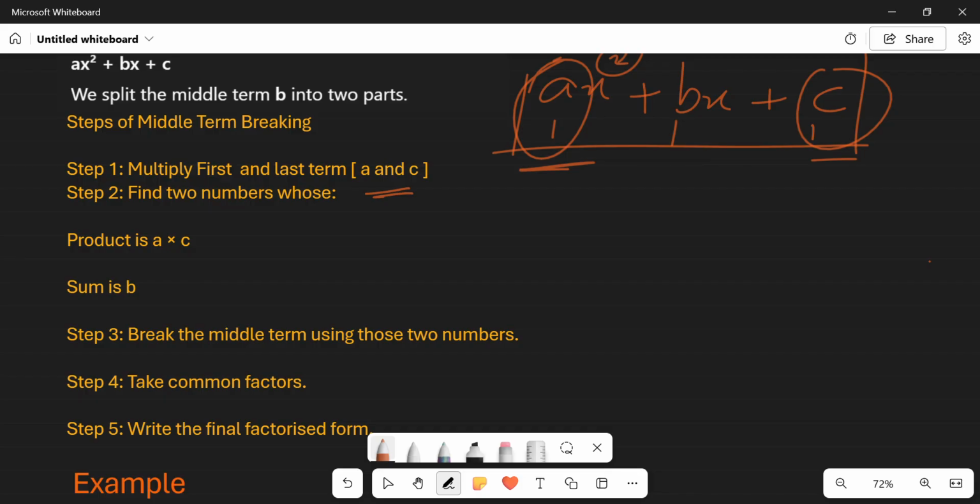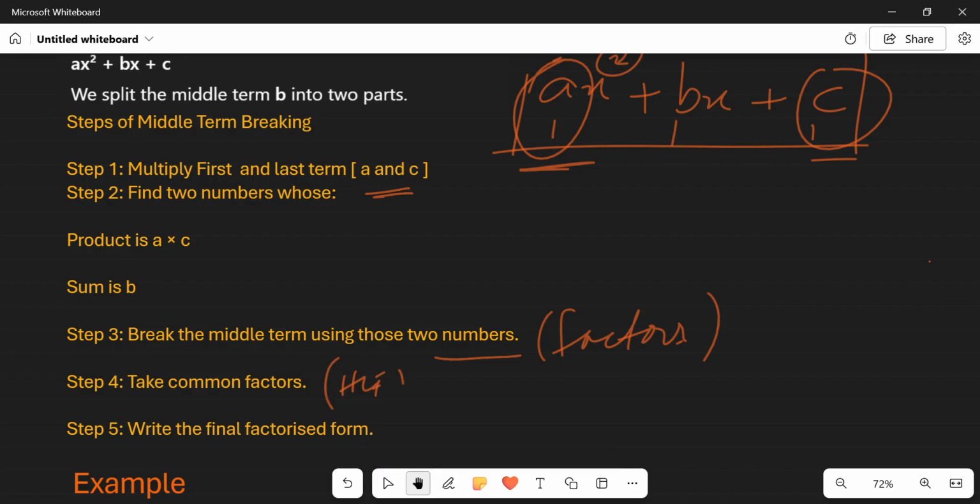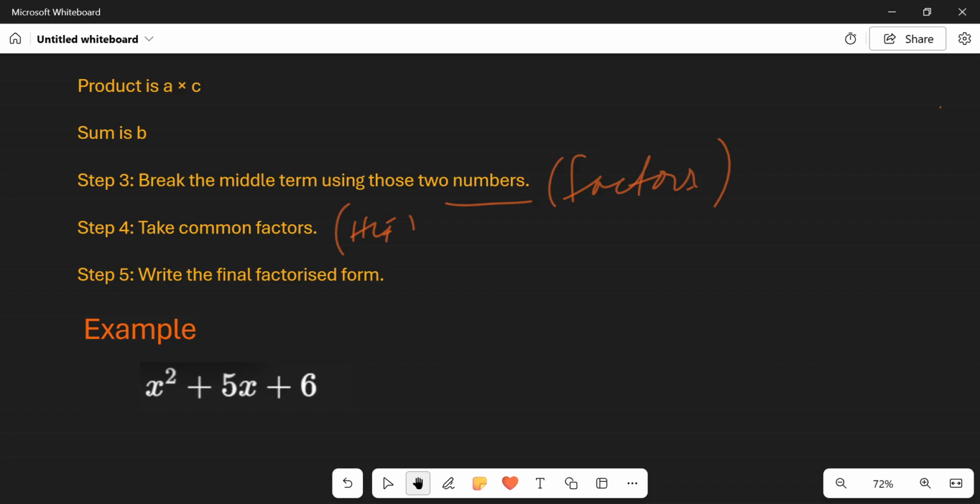Step 3 is to break the middle term using those two numbers. Actually, those two numbers are factors, right? You will understand this whole procedure in the upcoming examples and questions. Then step 4, you need to take the common factor, the highest common factor. And the last one, the fifth step, is to write the final factorized form. Then in the end, you close the answer, right?